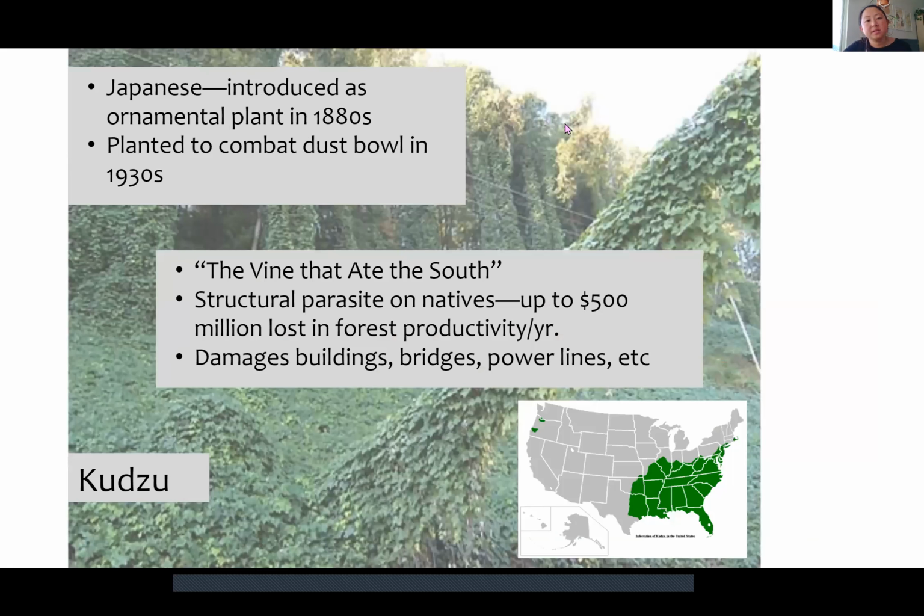Another one is the ornamental plant kudzu. The Japanese first introduced it to us in the 1880s, and it was also planted. So this was kind of intentional. They just didn't know the full effect of it, but it was useful as a dust barrier to combat dust in the Dust Bowl. It's a structural parasite on natives, up to 500 million lost in forest productivity per year, and it damages buildings and power lines and bridges, etc. So it just spreads really quickly.